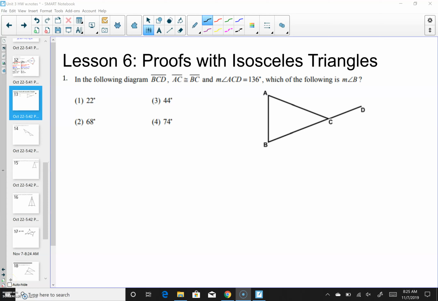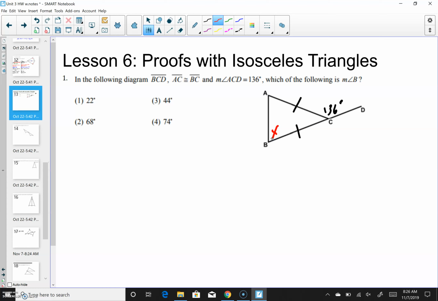In Unit 3, Lesson 6, we're going to talk about proofs and problems with isosceles triangles. In the following diagram, line BCD is drawn. They tell us that AC is congruent to BC and that angle ACD is 136 degrees. They want to know what is the measure of angle B.